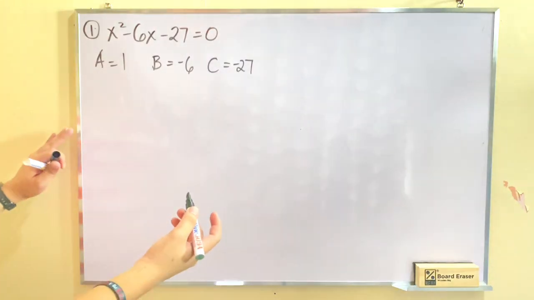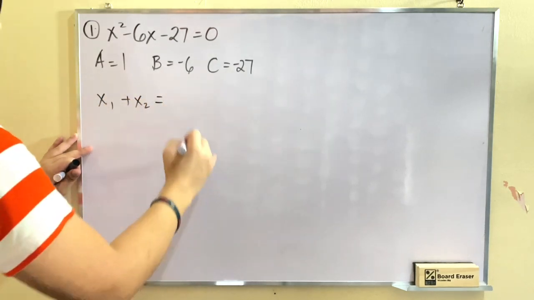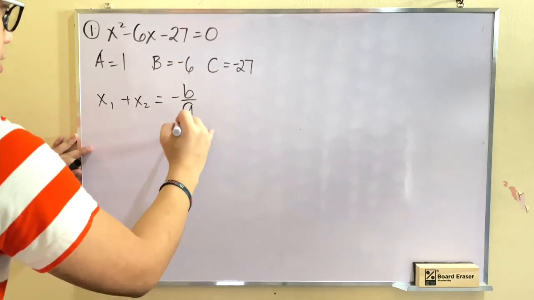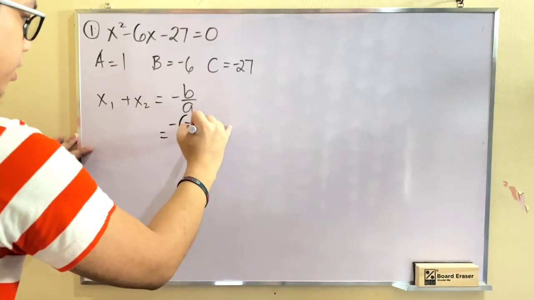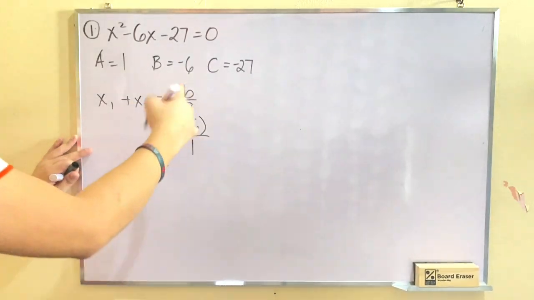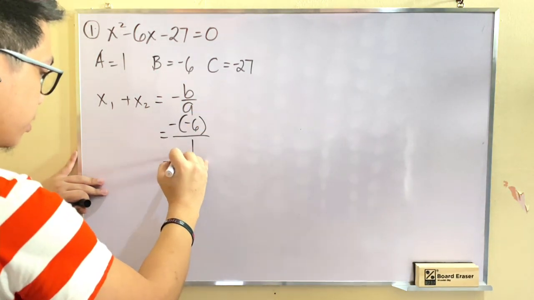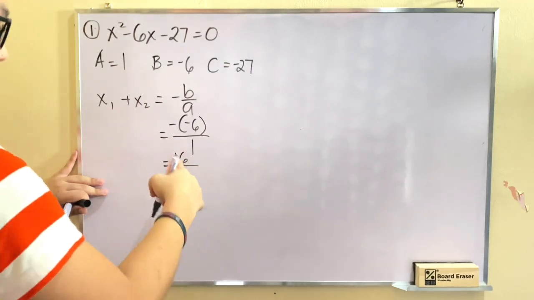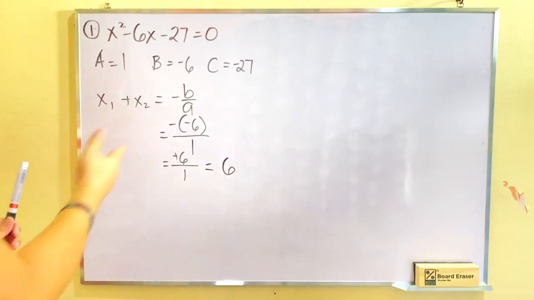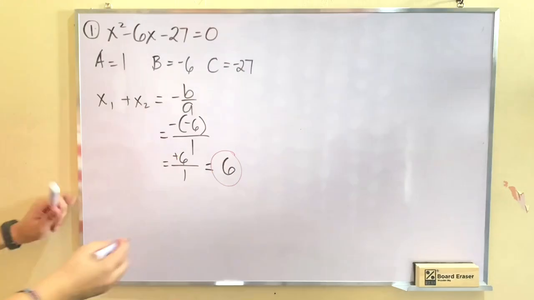Paano mahanap yung sum ng roots? So, x sub 1 plus x sub 2 is equal to negative B over A. Ano yung B? So, negative 6 divided by A, which is 1. Negative of a negative number will be positive number. So, magiging positive 6 divided by 1. 6 divided by 1 is, of course, 6. So, as per our formula, ang value ng ating sum of the roots will be 6.